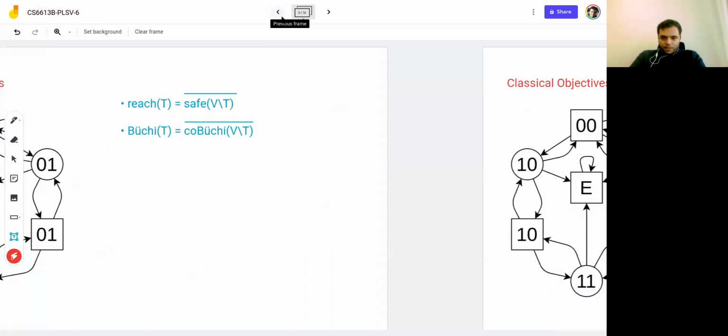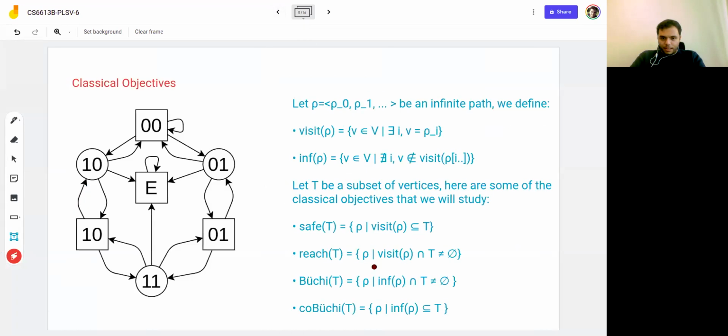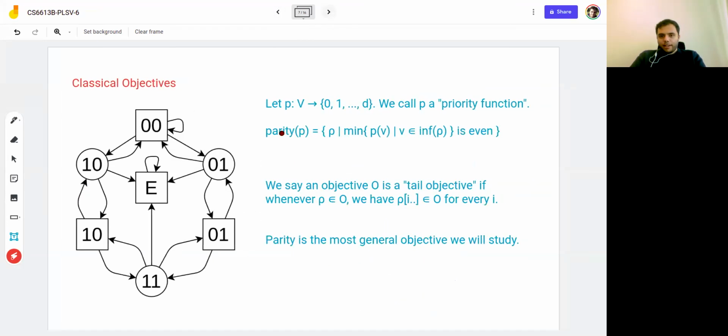So going back here, consider this. Buki of a set T, and T was a set of vertices, is basically the set of all paths that visit T infinitely many times, right? Now, can you encode this as a parity condition? Well, in order to do that, you should just give me the function P, the priority function. So can you give me the priority function in chat?